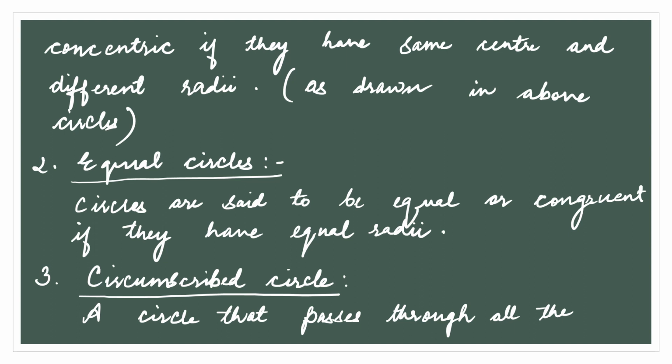Now coming to equal circles. Circles are said to be equal or congruent when they have the same radii, meaning the length of the radii is the same. Here is one circle, here is another circle. If the radius is 5 centimeter for this and 5 centimeter for this, then both the circles are called equal circles.